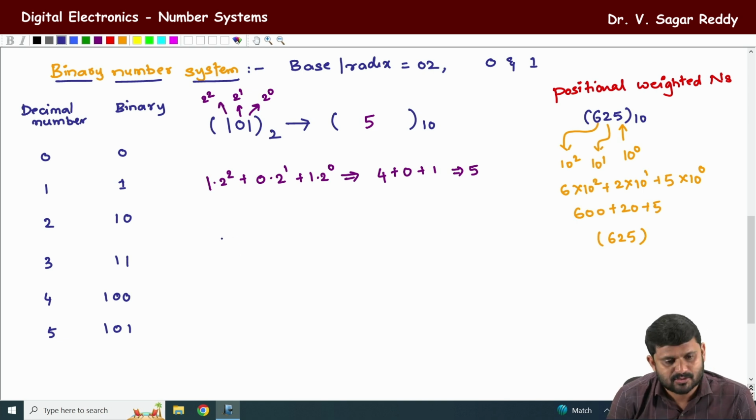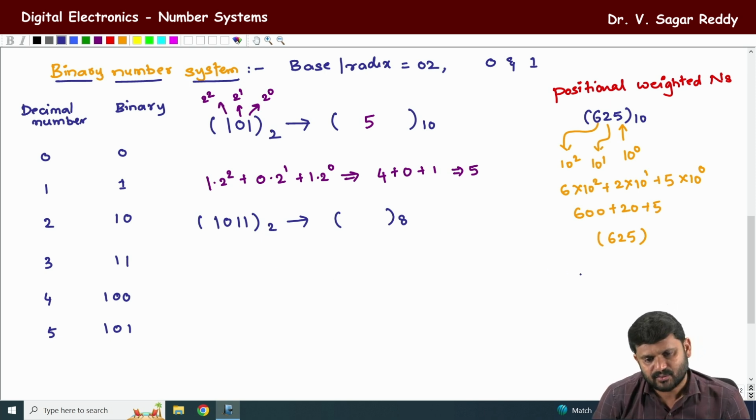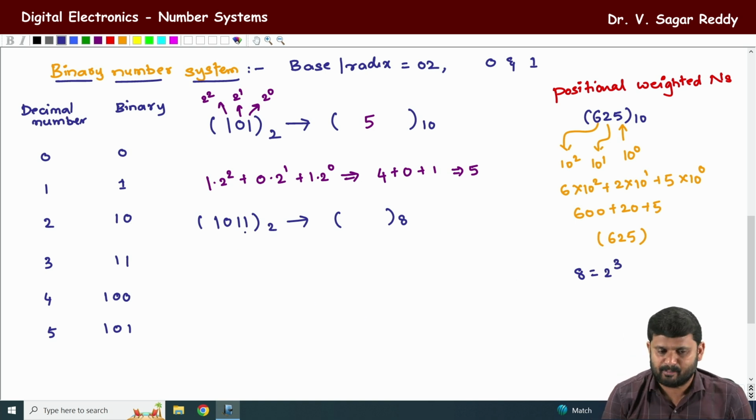Binary to octal. Let us consider 1011. I want to convert this number into the octal number system. In the octal number system, the radix is 8, so 8 different symbols. What are those symbols? 0 to 7. Here 8 is nothing but 2 power of 3. If you want to represent this binary number in octal, we'll consider 3 bits as one digit in the octal number system.